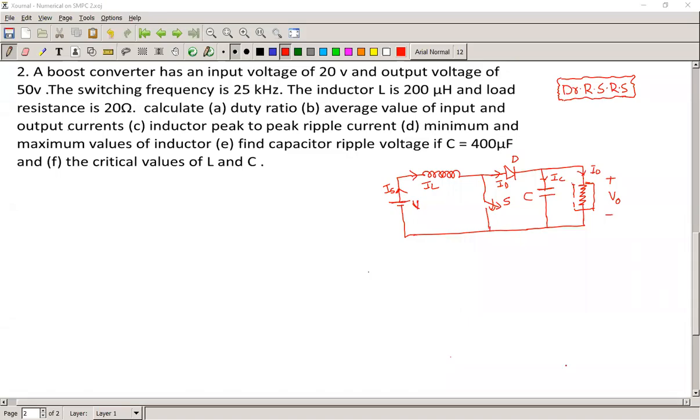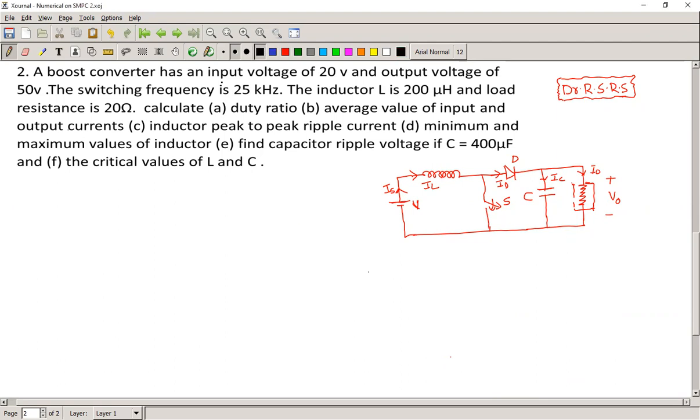Welcome to this class. In this class, we are going to discuss and also solve one numerical on the boost converter. This is the circuit diagram for the boost converter: source, inductance, a control switch, diode, capacitance, and load.